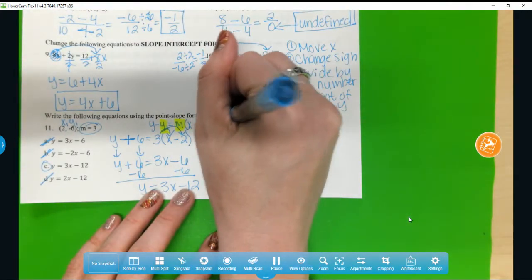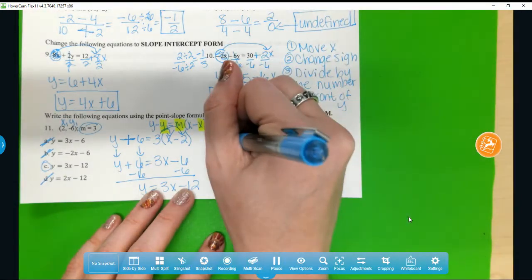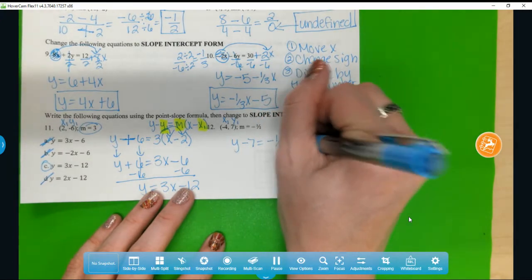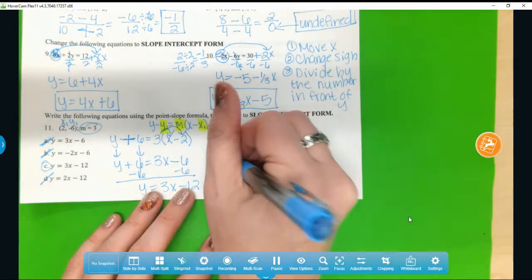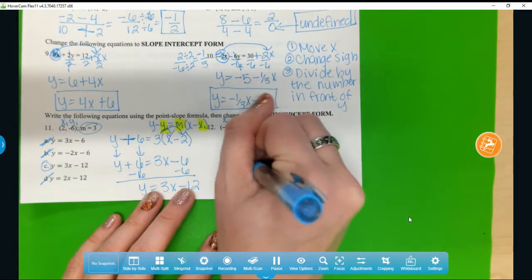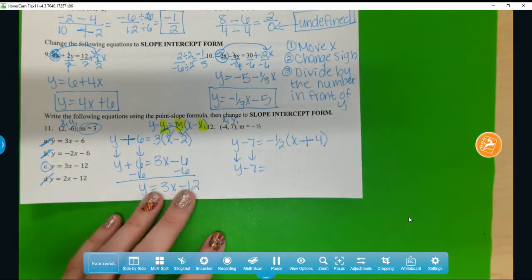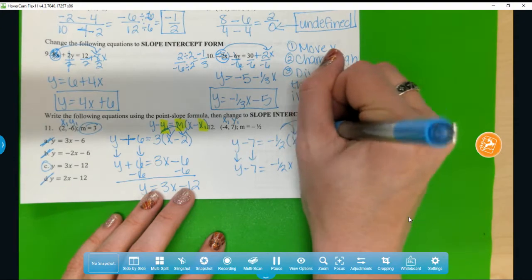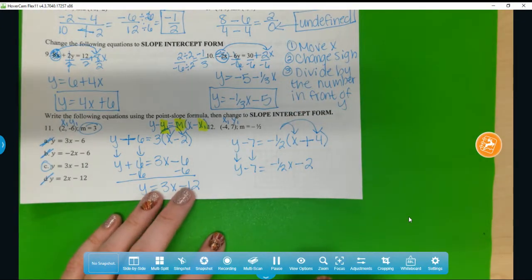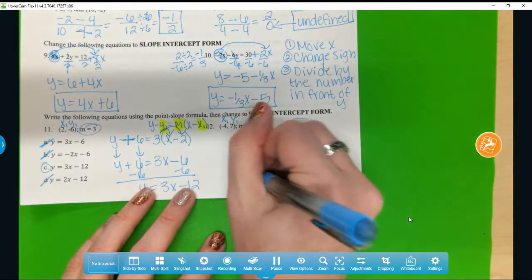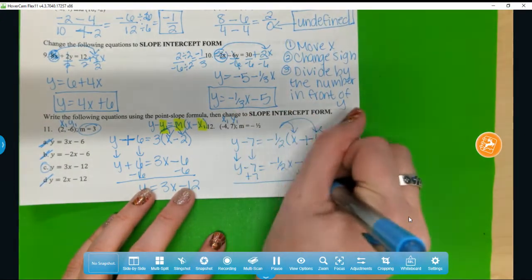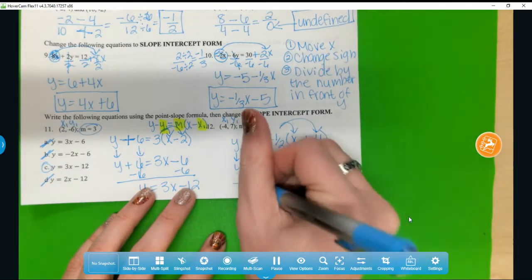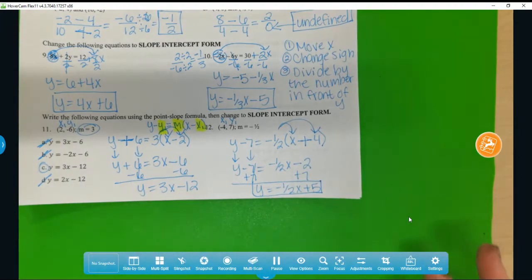Okay, so on this one, x1, y1, we have y minus 7 equals negative 1/2 times x minus negative 4. Bring down the left, y minus 7 equals, remember this minus negative is really a plus, so we have negative 1/2 x minus 2, because half of 4 is 2. Then we are adding 7. y equals negative 1/2 x plus 5. And that would be our answer.